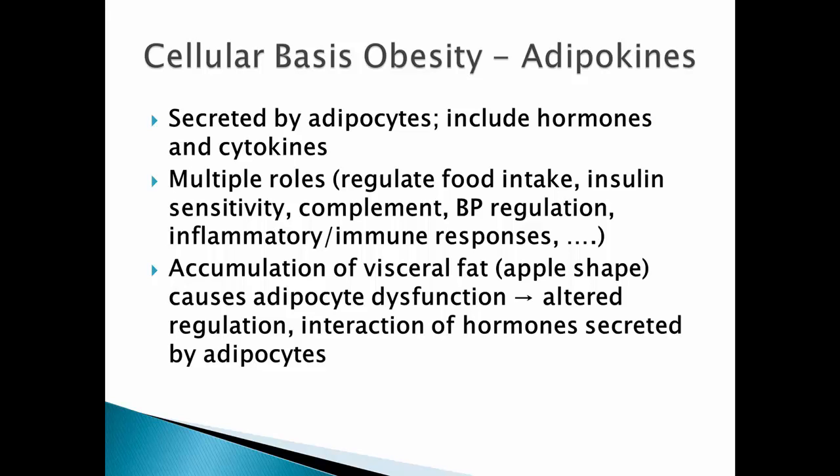So actually what we see with the adipokines is that in the presence of an accumulation of visceral fat, which is the apple-shaped phenotype, this causes the adipocytes to become dysfunctional. With the dysfunction of these adipocytes, there is altered regulation and interaction of the hormones that are secreted by the adipocytes. So if we take a closer look at that, macrophages infiltrate those adipocytes. This then leads to an increased secretion of inflammatory cytokines. Those inflammatory cytokines are those which increase the complications of cardiovascular disease and type 2 diabetes.